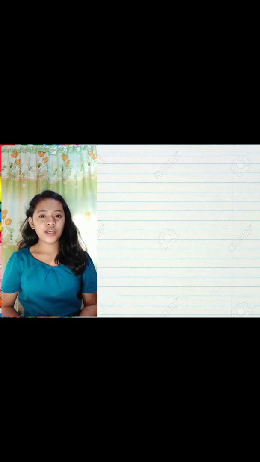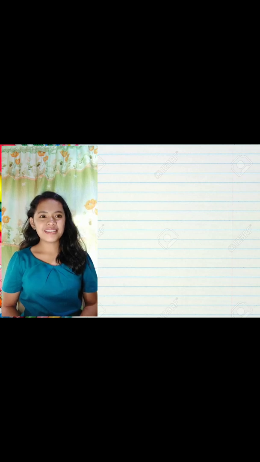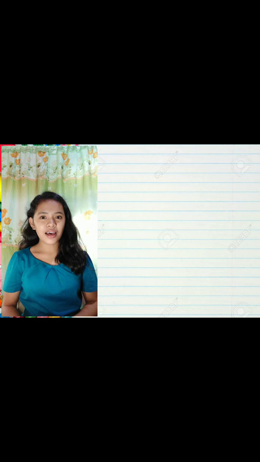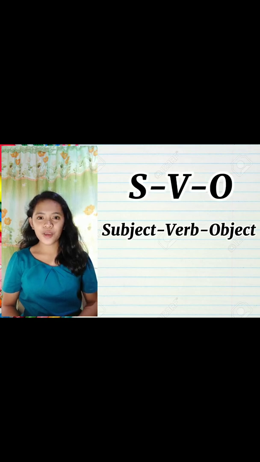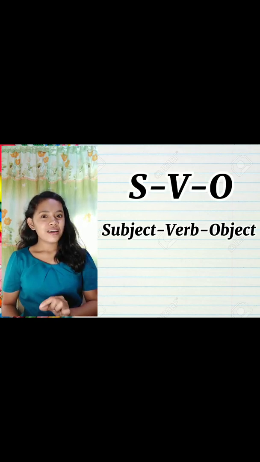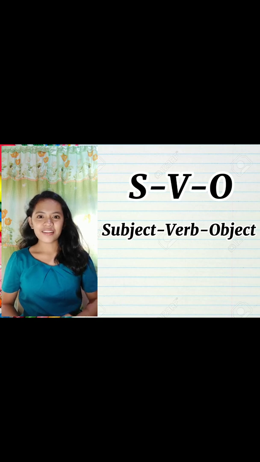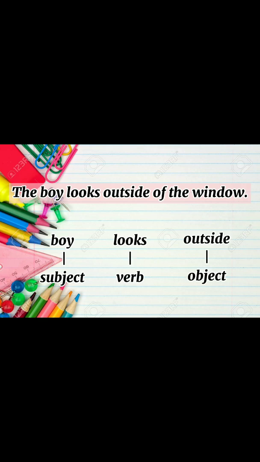In the English language, there's a word order that's set in stone for most types of sentences. Of course, there's always an exception, but most of the time, standard English will follow an SVO word order, as in subject, verb, object. In this example, we have the subject boy, the verb looks, and the object outside.